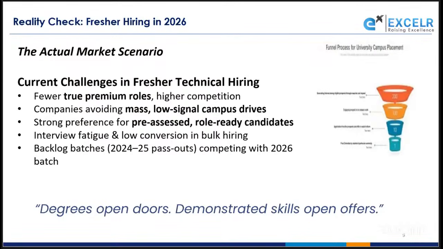So here we have the actual market scenario. The current challenges in fresher technical hiring are fewer true premium roles, higher competition, companies avoiding mass and low signal campus drives, strong preference for pre-assessed role-ready candidates, interview fatigue, and low conversion in bulk hiring. Backlog batches, 24 to 25 passouts competing with the 2026 batch.